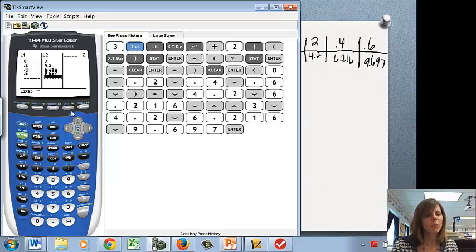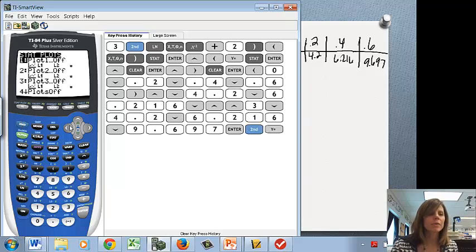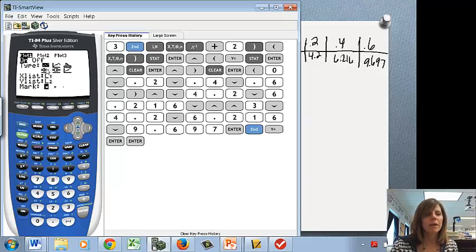Before we graph it, I'm going to do a scatter plot. So we'll do second, Stat Plot. We want to make sure our plot, which is right now off, is turned on. So if you just press enter, it is now on. Notice I'm fine because this shows me right here that I'm in the scatter plot mode, so that's exactly what I want, so we're good to go.